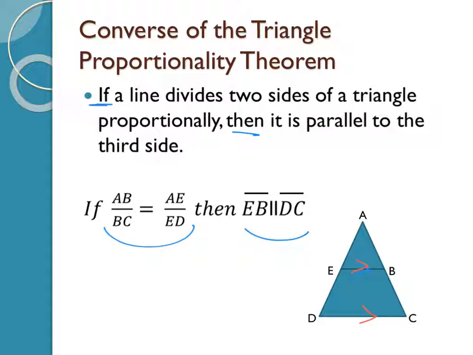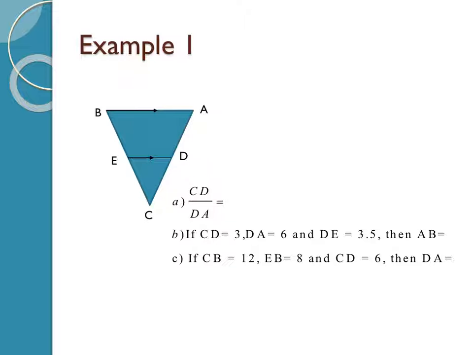So that's the converse. Now, there's not going to be a proof on the test, so you're not going to have to come up with this as a reason in your proof, but you're going to need to know how to set up your proportions. And we're going to see that on the next slide, where we're going to be finding missing side lengths. All right, next one. We're going to apply this.